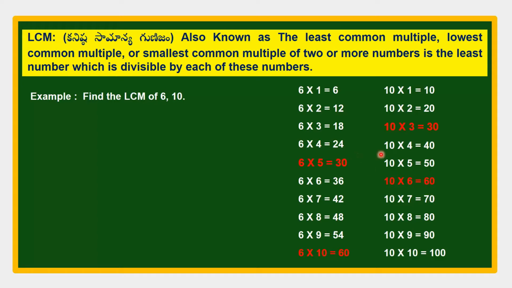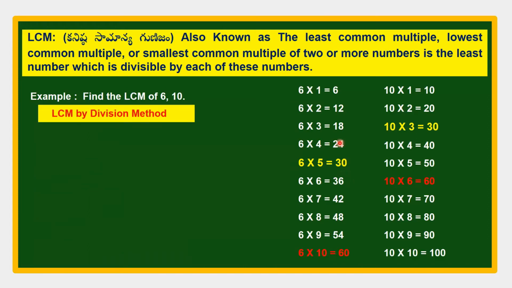If you observe these two tables, the common multiples of both 6 and 10 are 30 and 60. But the least common multiple of both 6 and 10 is 30, right? So 30 is the least common multiple of both 6 and 10. So the LCM of 6 and 10 is 30.